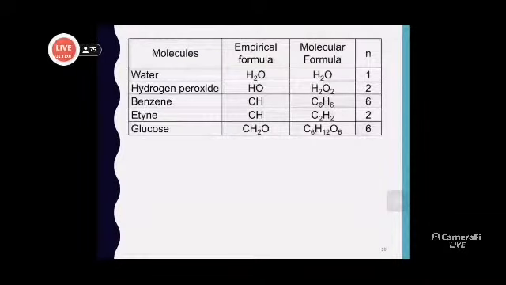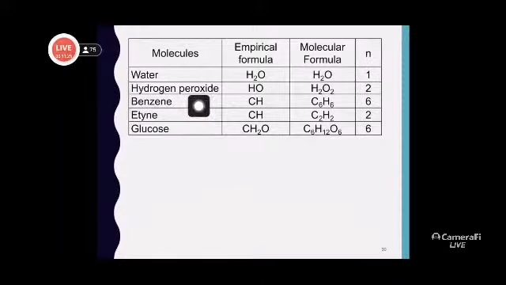Let's look at these examples here. Now look at the first one, which is water. So the empirical formula is H2O and the molecular formula is H2O. Since the empirical formula is the same as the molecular formula, therefore, we know that the value of N is 1.